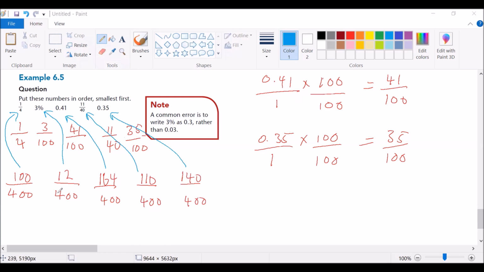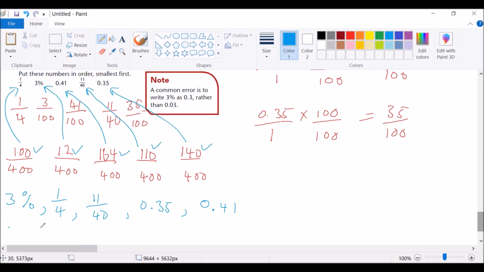Now, the smallest is 12 over 400, which is 3%. So 3% is the smallest, followed by 100 over 400, which is a quarter. Then we have 110 over 400, which is 11 over 40. Then we have 140 over 400, which is 0.35. And finally, we have 164 over 400, which is 0.41. So that is our answer.